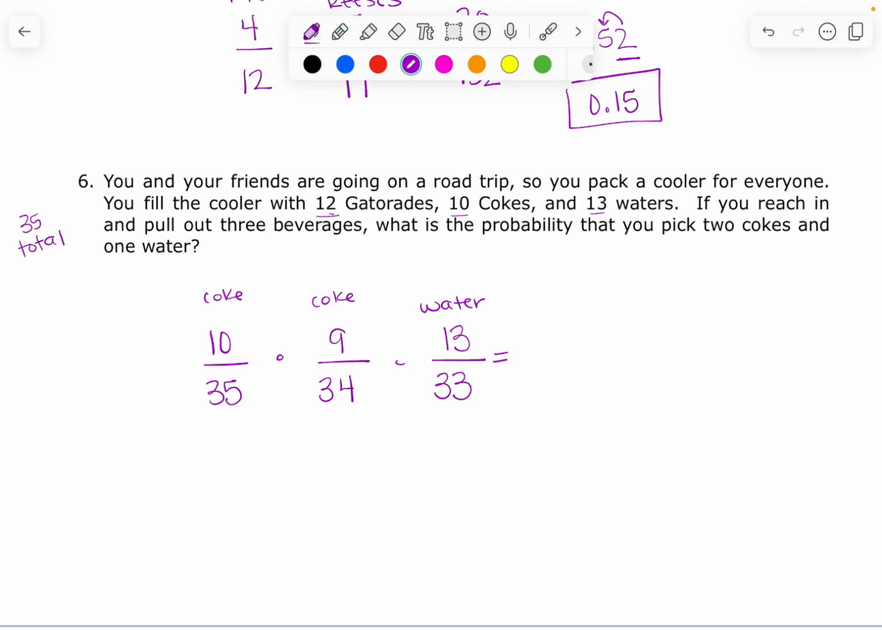So 10 times 9 times 13, 1,170 divided by 35 times 34 times 33, 39,270. I'm going to end up with 0.029. This 9 is going to tell that 2, hey, I'm 5 or more, so I need you to head up 1. So 0.03. It did its job, and then it disappears.